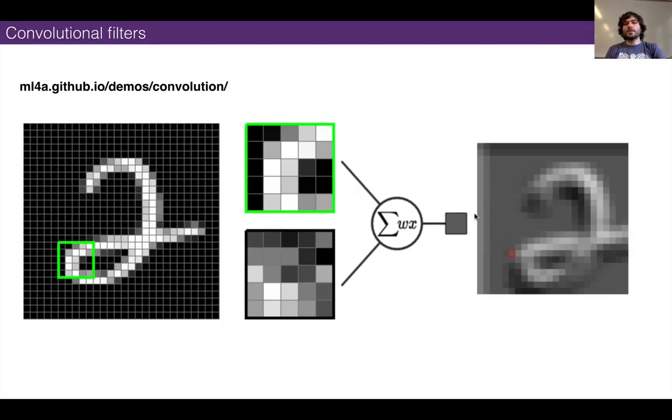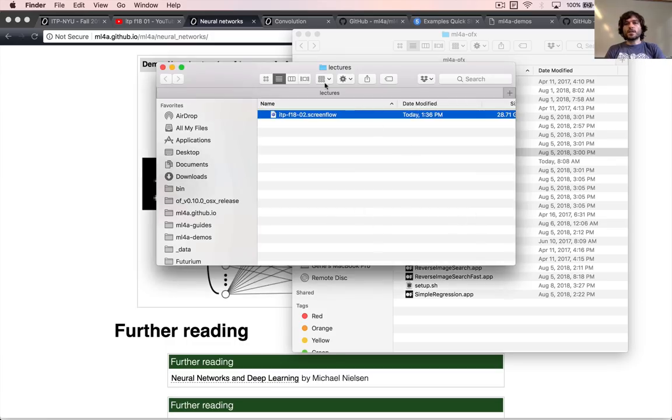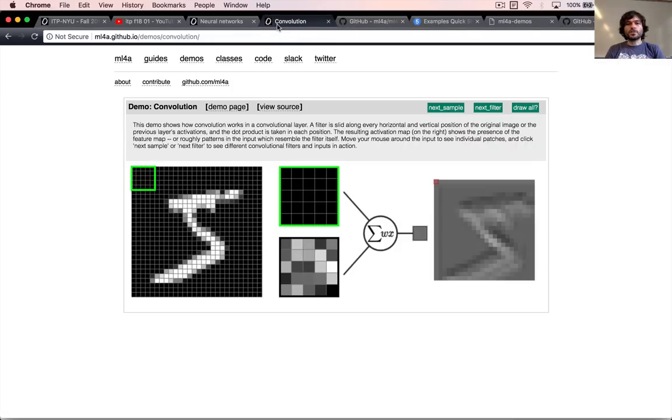I'm going to show you a demo that is online, the convolution demo right here. That's available in ML4A. So basically you have, let's say, a filter that looks like this, and these are weights. These are just the same as all the weights we've seen before, right? We're visualizing them slightly differently, but it's a set of weights. But the weights are no longer the entire size of the image. It's a very small size of the image.